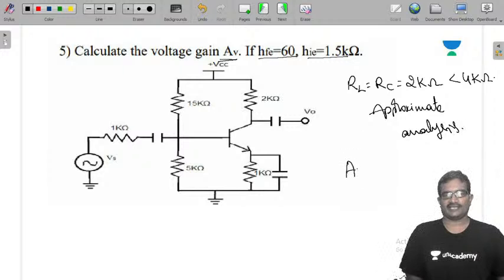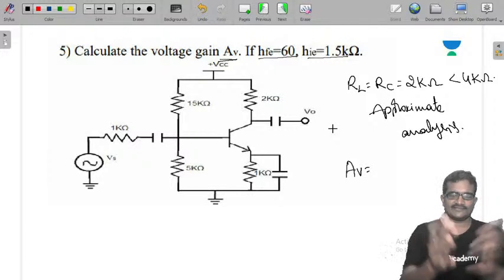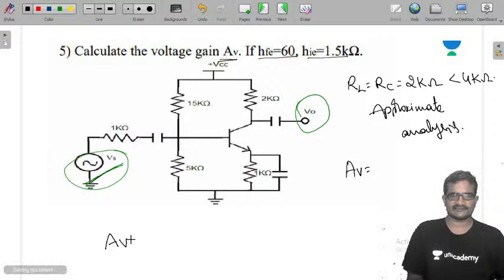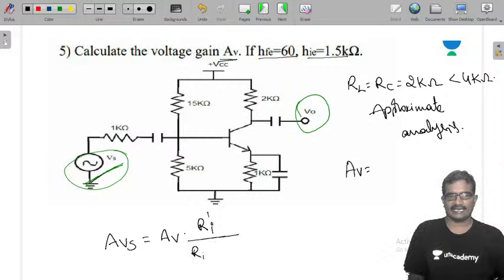So voltage gain AV, they are asking the voltage gain of this circuit. They did not mention anything, simply Vs by V0, so you need to calculate V0 by Vs. That means you need to calculate finally AVS. We know the value of AVS: AV into RI dash by RI dash plus RS.